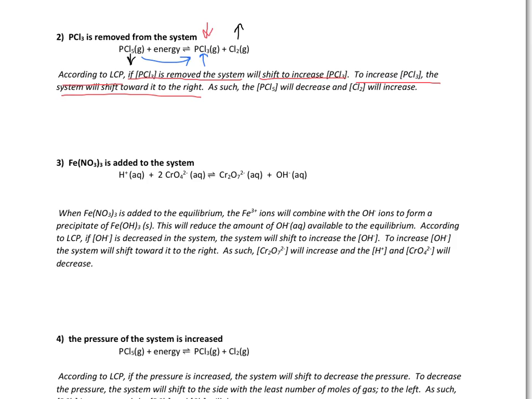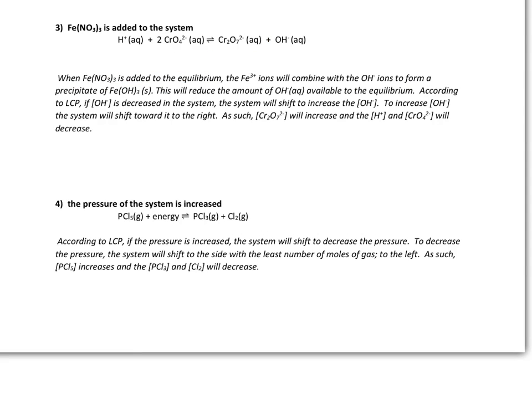The last sentence must make reference to the changes in the other concentrations. So as such, PCl5 will decrease and Cl2 will increase. The next example: iron nitrate is added to the system.